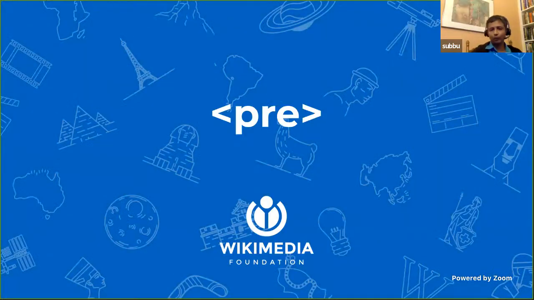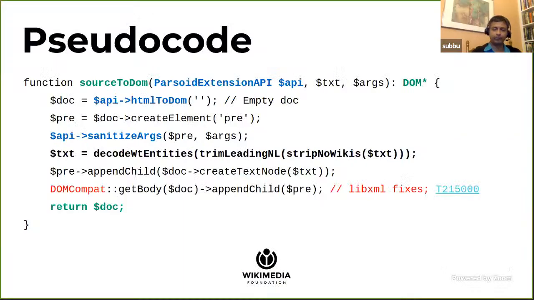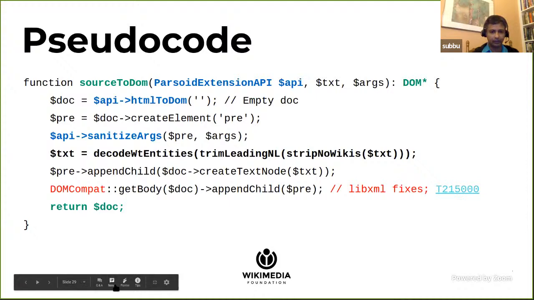Now let's look at a slightly more involved example, the pre tag. I'm skipping the config here. But in this case, again, all it does is take the content of the extension and wrap it with a pre HTML tag. So in this case, you create an empty DOM, you create a pre element, and further down the line over here, let's see if I can do this.